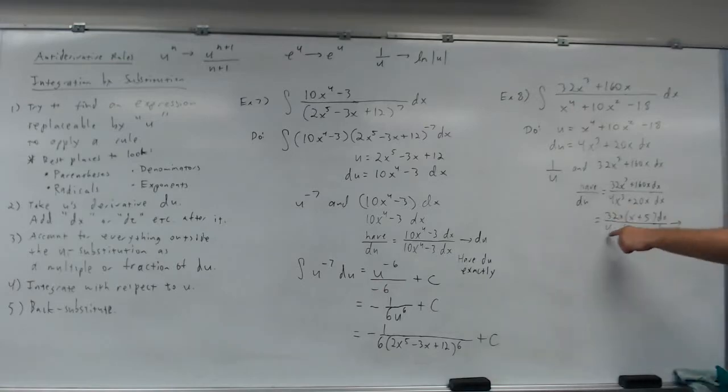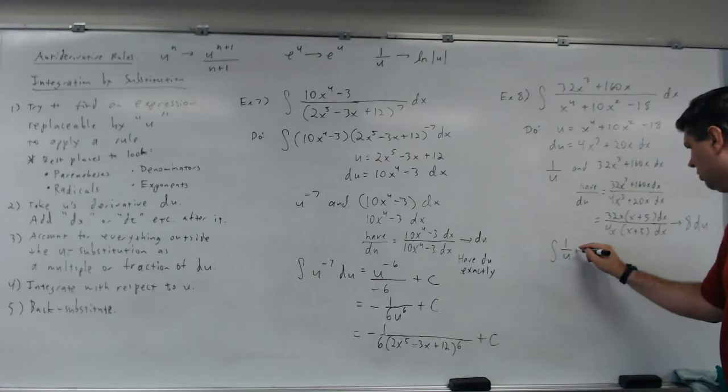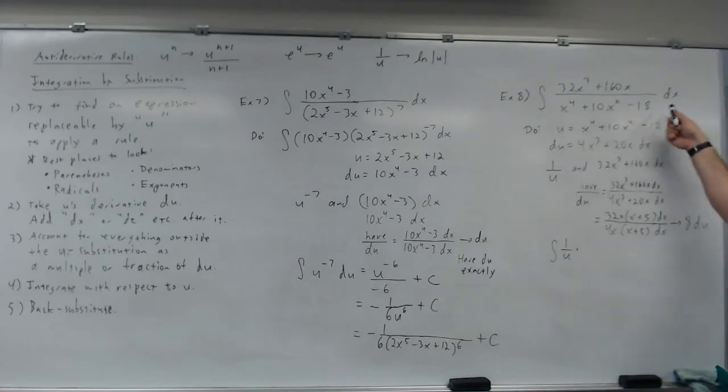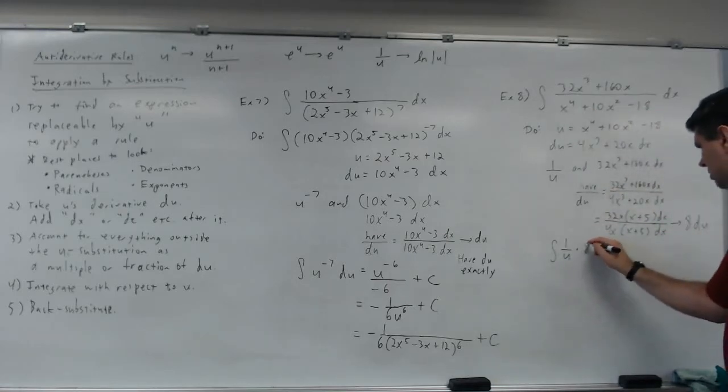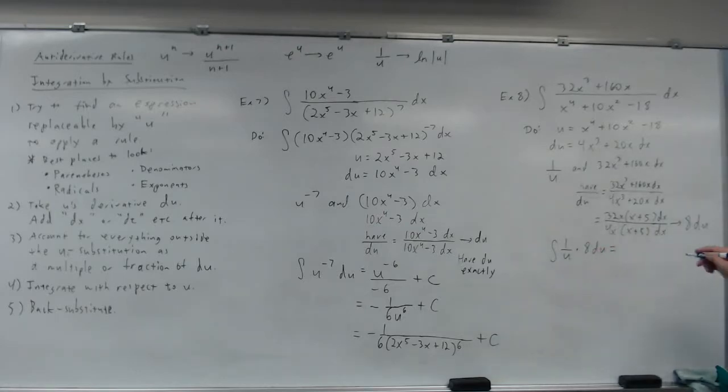All right, so 32 divided by 4 is 8. So I have 8 du. That's what I'm going to go with, because 32 divided by 4 simplifies as 8. So my integral is 1 over u and then 8 du, which I'm going to rewrite in a more standard form as the integral of 8 times 1 over u du.